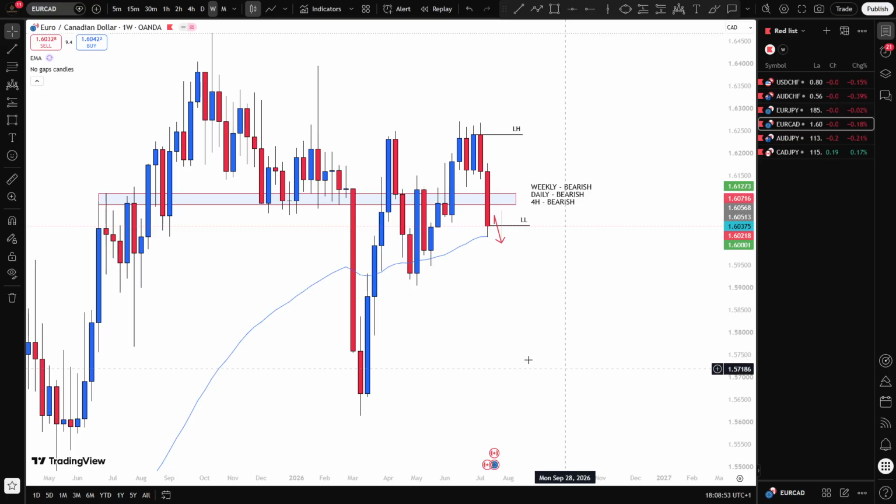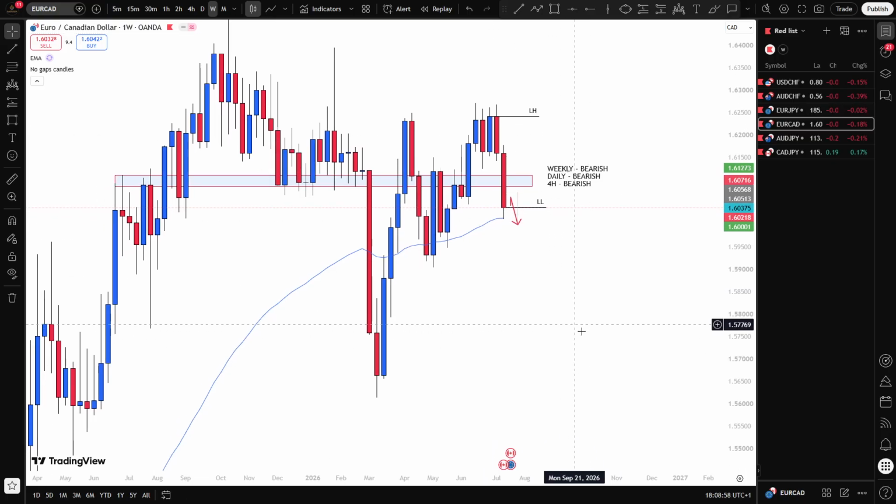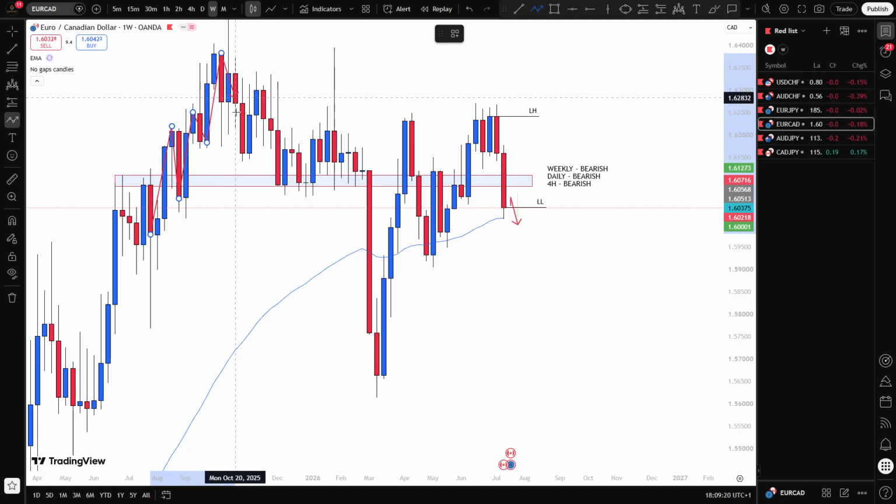You see the weekly time frame is bearish. This is the lower low and this is the lower high. So let me mark it very well, because this structure looks confusing for beginners. Let me start from here. Higher high, higher low, higher high, higher low, higher high, lower low, lower high, lower low.